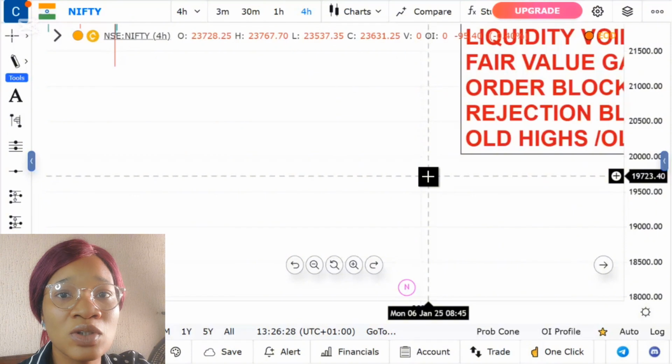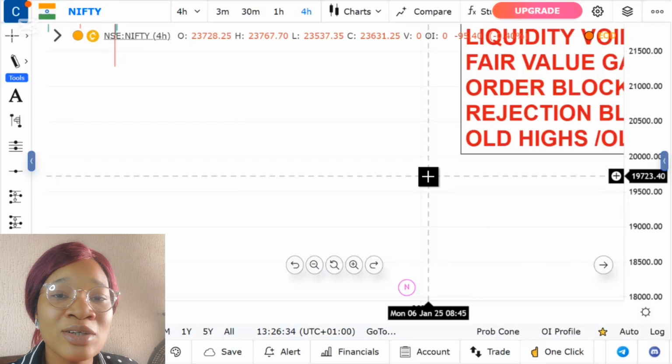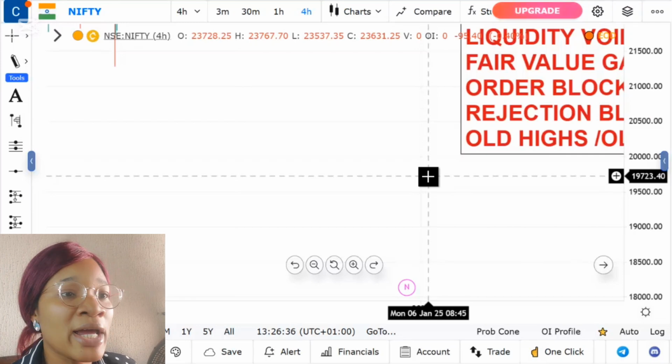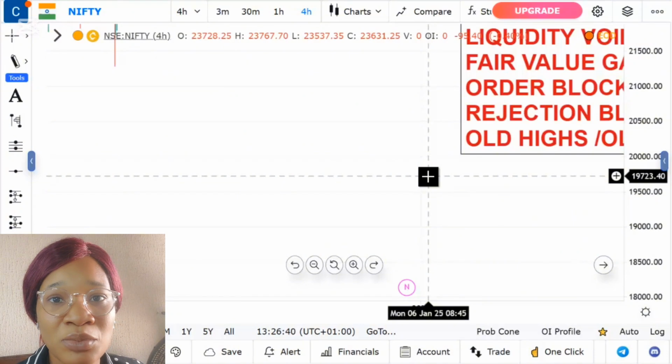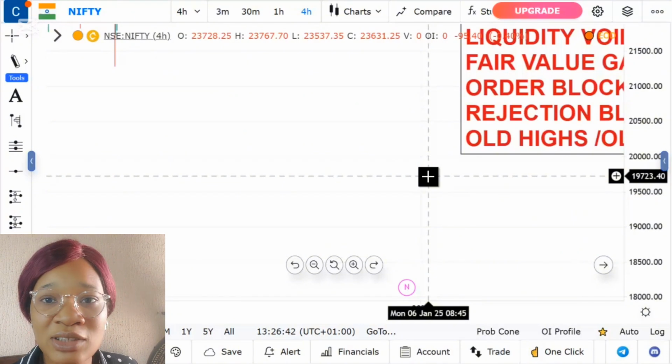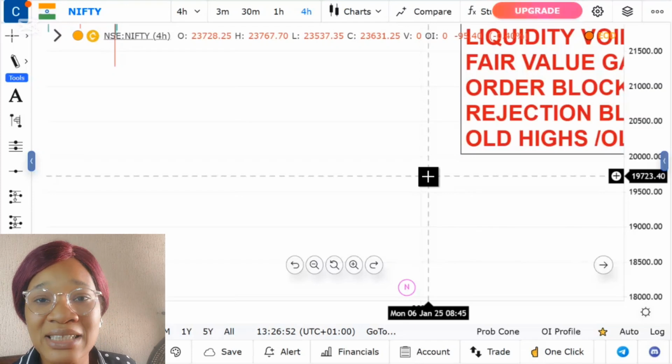A trader with a good knowledge of this PD array concept can be able to get trades that are not necessarily reaching their order block. So even if price doesn't reach your order block, if price gets to what we call the mitigation block, the breaker block, a liquidity void, or even a fair value gap, you get to key into these trades. Even if price never gets to your order block, you are still in the market.